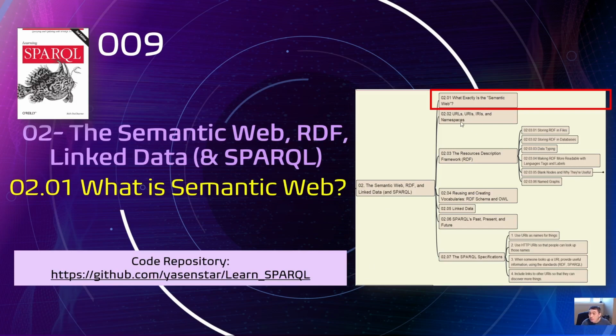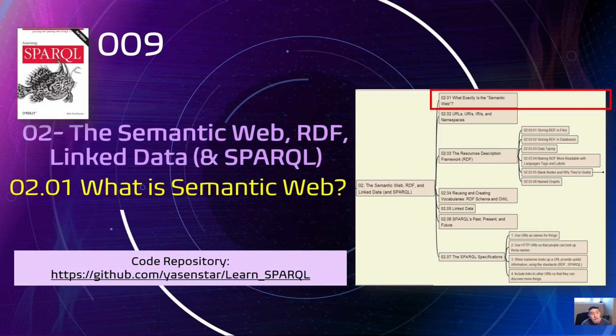After this video, we will talk about the identifiers of resources: URL, URI, IRI, or something like the NS we mentioned in the prefix earlier, and then RDF and RDF schema, linked data, and then SPARQL.